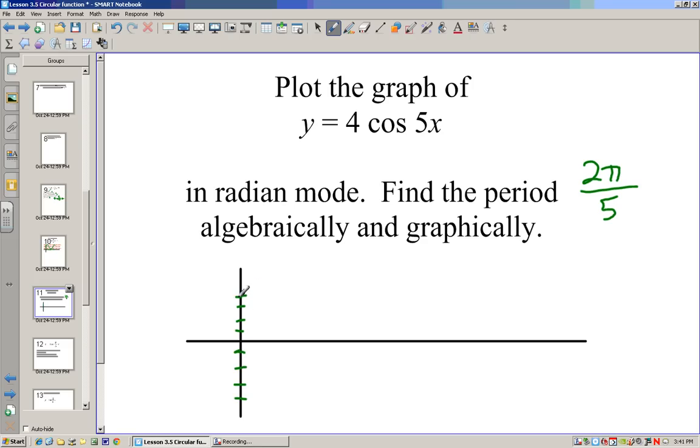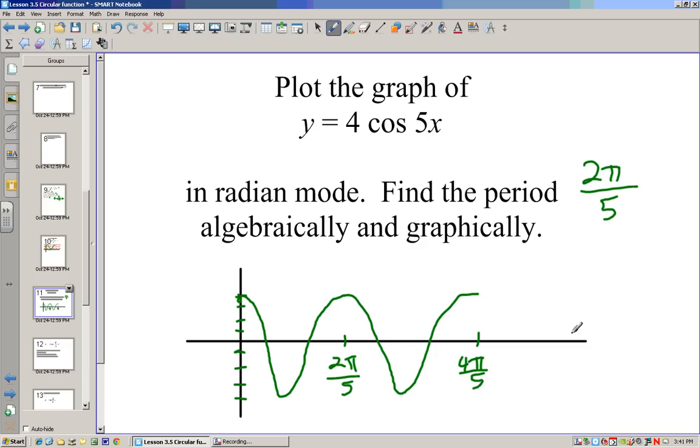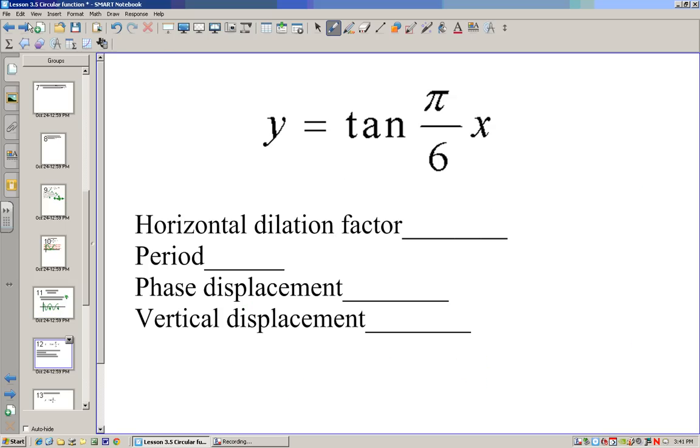And it's cosine, so it starts on the top. We'll do a full cosine, and it does a full cosine in 2 pi over 5. It can do another full loop by the time it gets to 4 pi over 5. So we can continue this 6 pi over 5 and so on and so on.